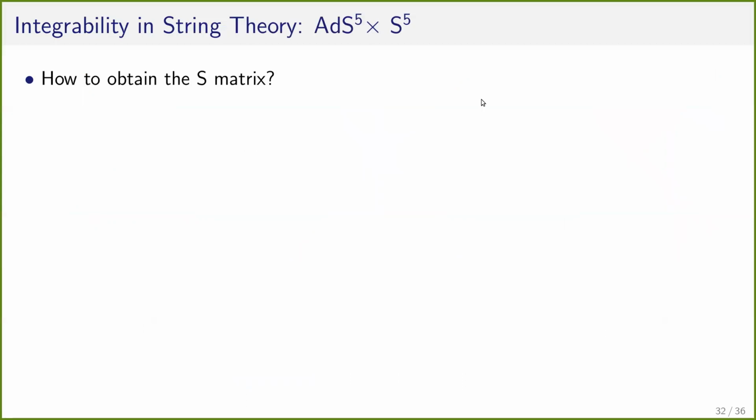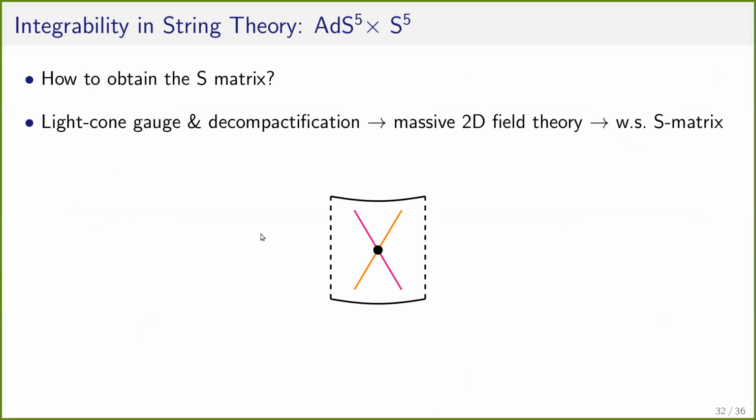So how do you actually proceed in order to obtain the S matrix? First, I need to tell you that the S matrix that I consider is really the worldsheet S matrix, so the S matrix of excitations on the worldsheet. And in order to actually have well-defined asymptotic states, I need to go to the decompactification limit, where this worldsheet becomes flat. And I also need to fix some redundancies in my theory by fixing light cone gauge. And this will allow me to arrive at a massive two-dimensional field theory for which I can compute the worldsheet S matrix.